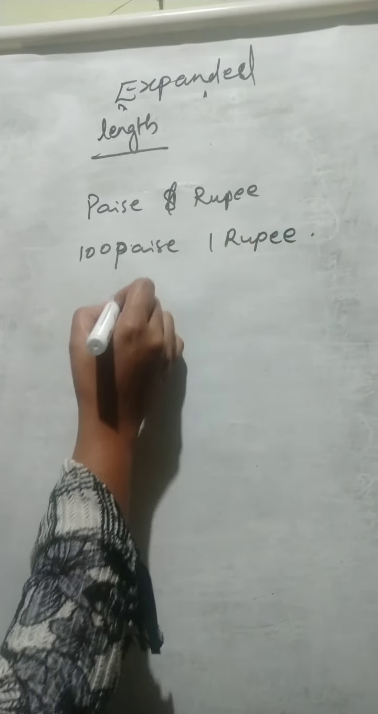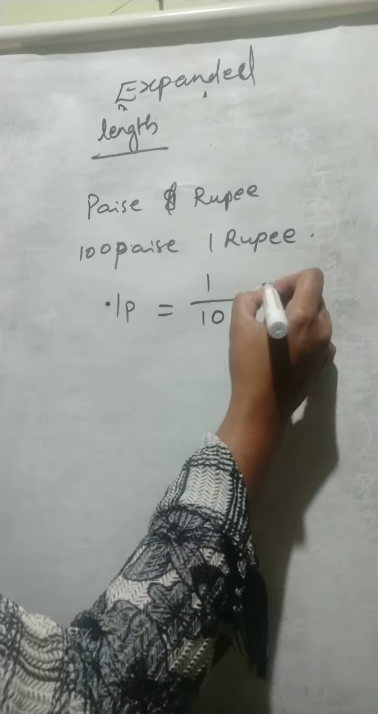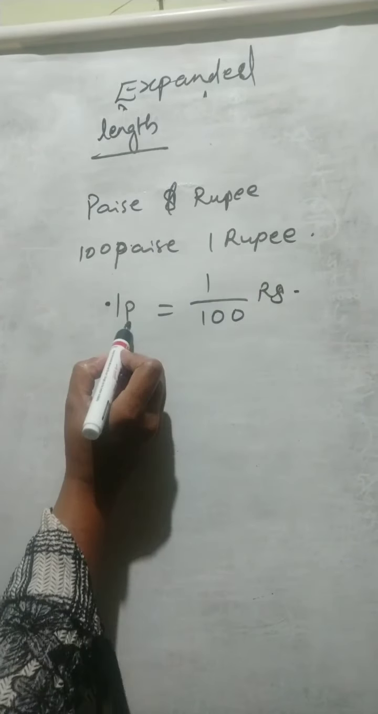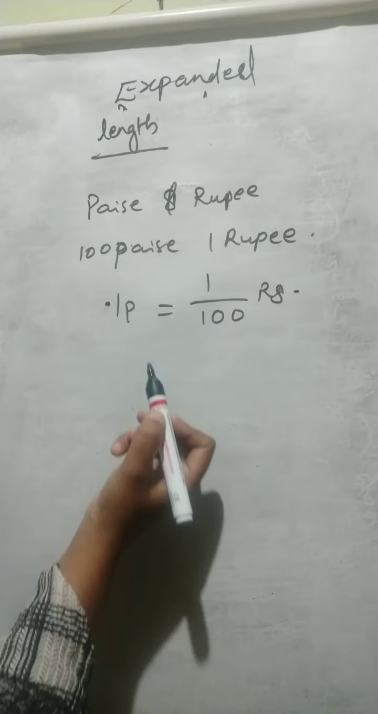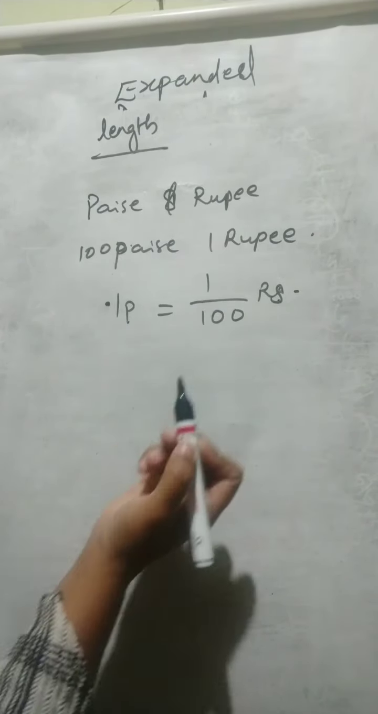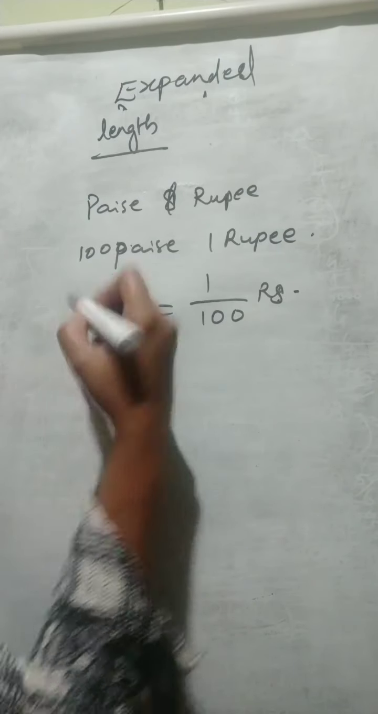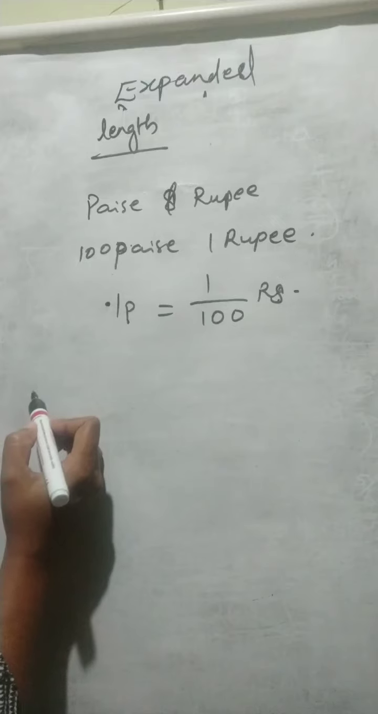So, we know that 1 paise will be equal to 1 on 100 rupees. That means we are converting paise into rupees. Paise is the smallest unit and rupees is the bigger unit. So, we can say when we are converting paise to rupees, we have to divide by 100.